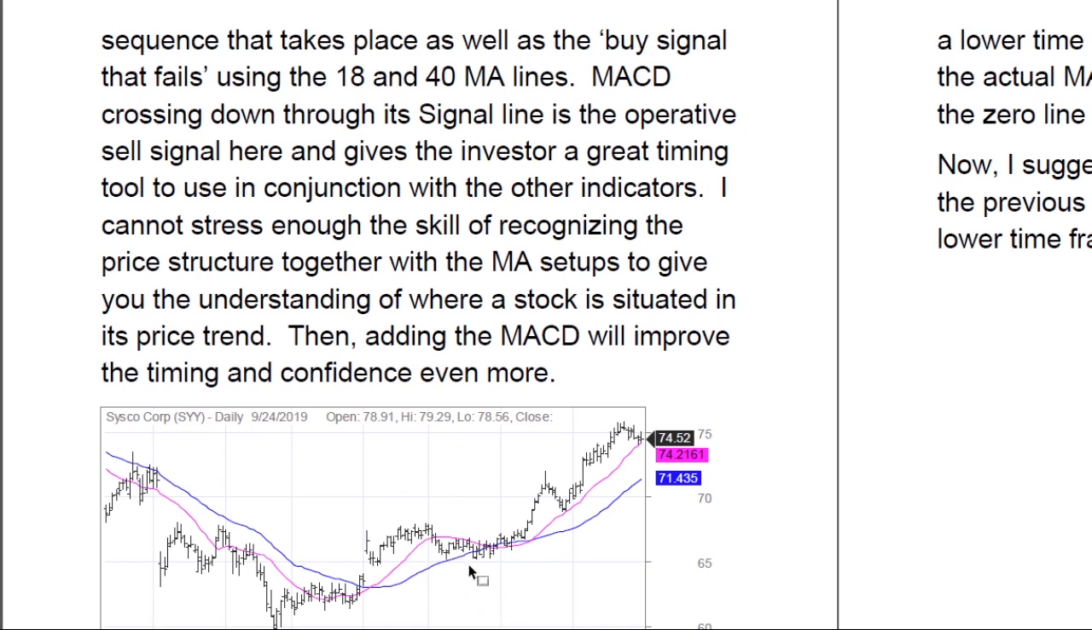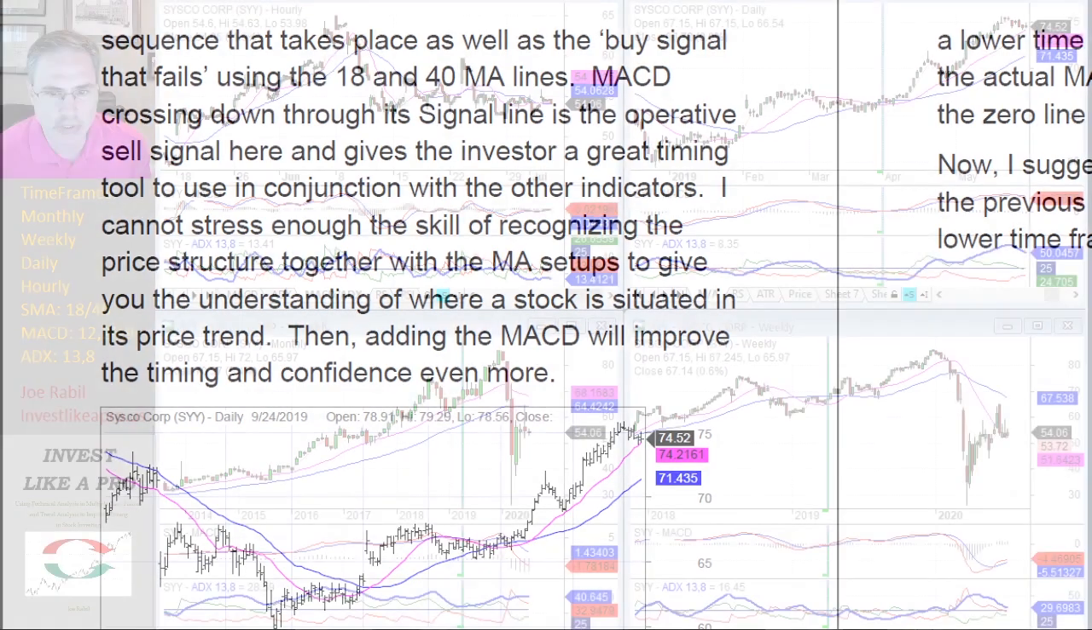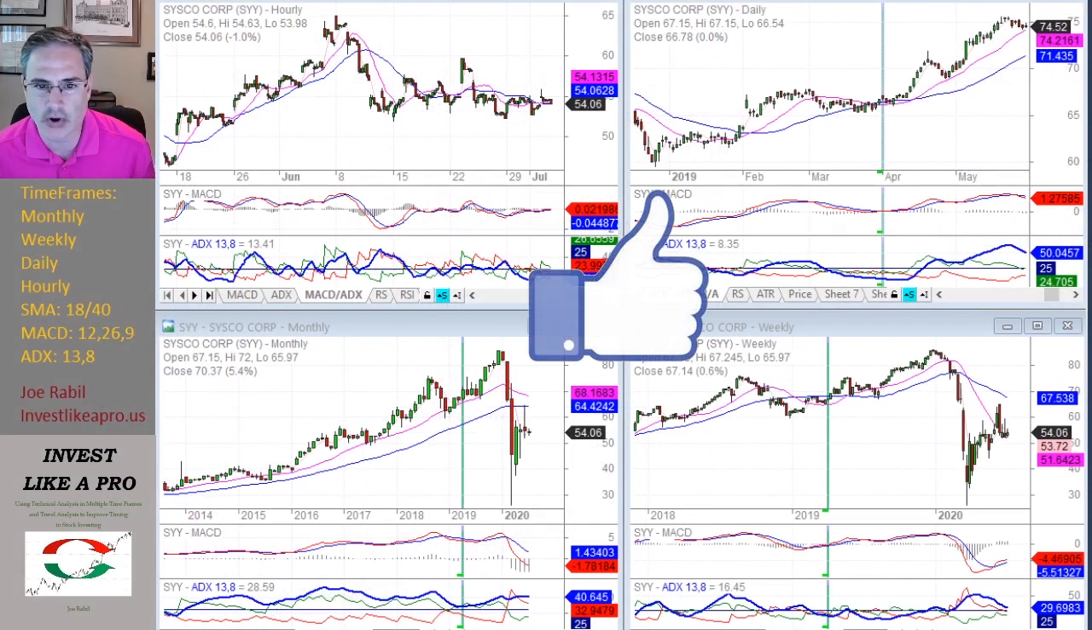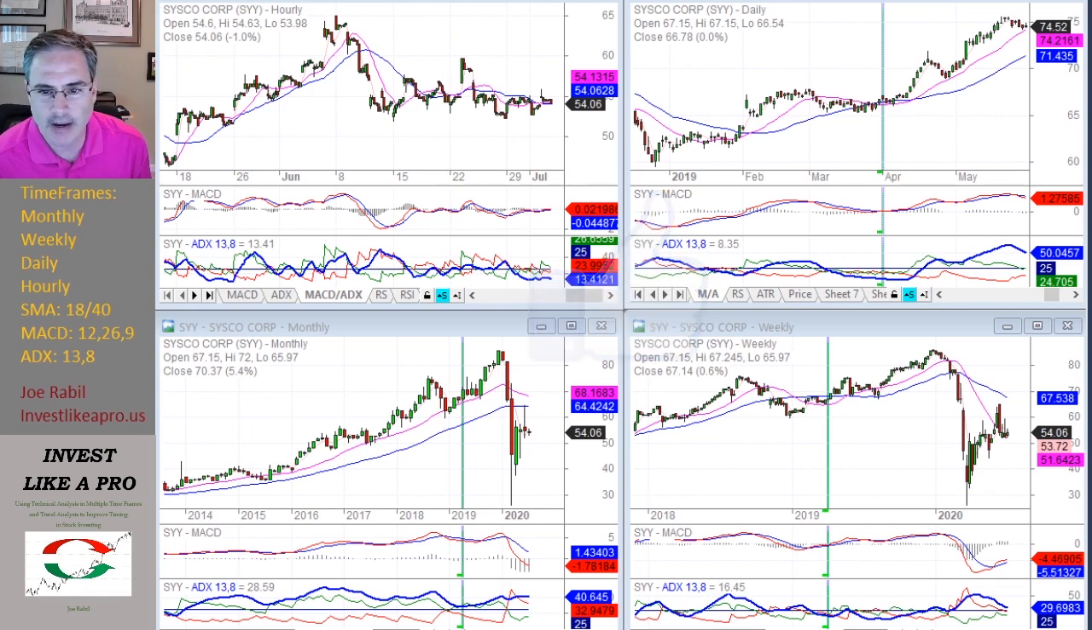I think in this example, I would be inclined to be looking to buy this as soon as the MACD crosses above its signal line, or if you have a trend line in place, you can just buy it based on the trend line break. So let me actually go to this, the chart of SYY. I've highlighted the vertical line, which shows the exact point where I'm describing in the book. If you notice right here, I've got this vertical line here.